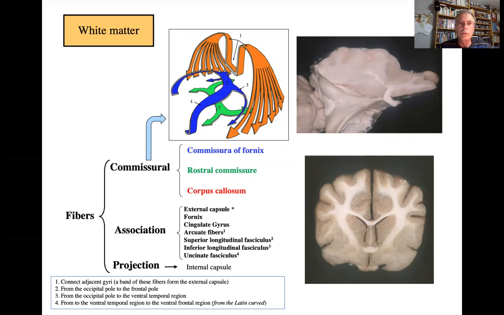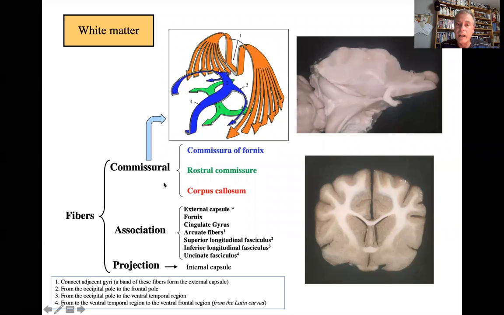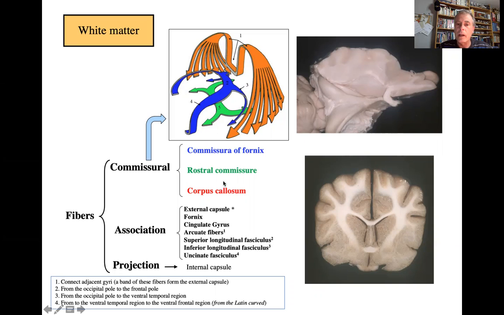Here we are going to talk about the white matter. The white matter is formed by fibers. And there are three types of fibers: commissural, association, and projection. Commissural fibers are fibers that communicate both cerebral hemispheres. And there are three: commissure of the fornix, rostral commissure, and the corpus callosum.